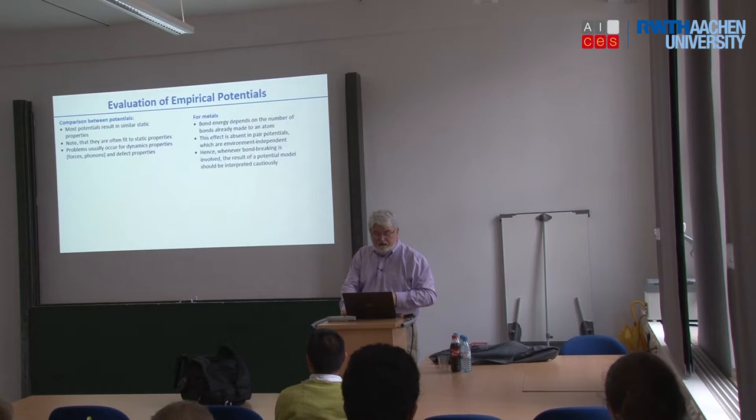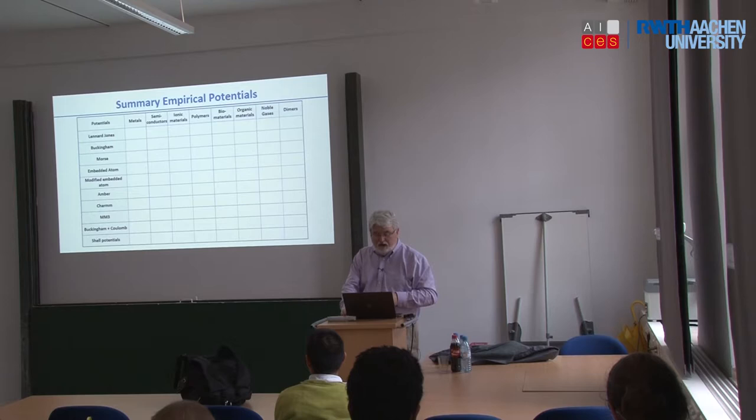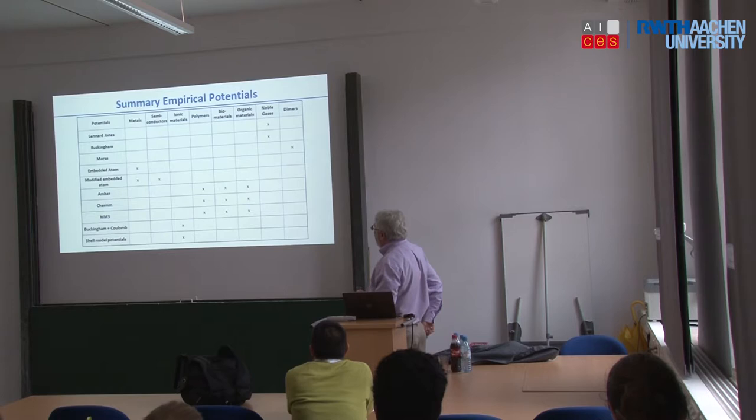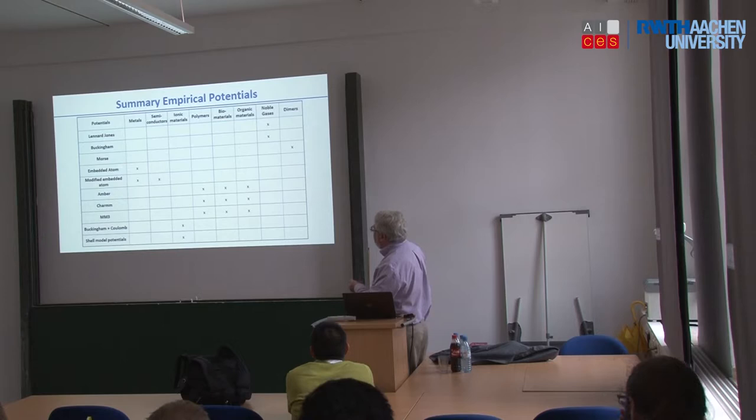Okay, here's more details than we need to go through on this. And here's sort of just a summary table of where things kind of work. So Lennard-Jones works for noble gases, as does the Buckingham potential. The Morse potential works for dimer type systems. EAM, embedded atom method, and modified EAM, work for metals. But the EAM also works for semiconductors. And then you have a whole series of things for organic systems. And then you have things for the ionic systems.